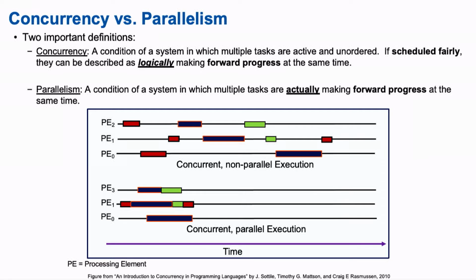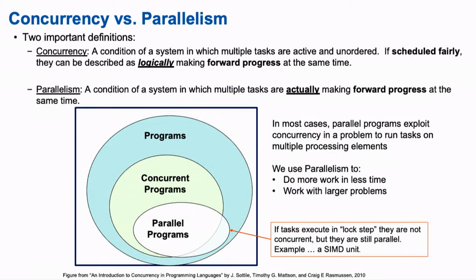All right? And here's why this is important. If I look at the universe of programs, I have programs that are just any program you could write. A subset of those are programs that can contain concurrent tasks. A subset of those are programs that contain concurrent tasks that execute in parallel. But now look at that little bitty bit of the Venn diagram that sticks outside. I can have programs that are parallel but not concurrent.